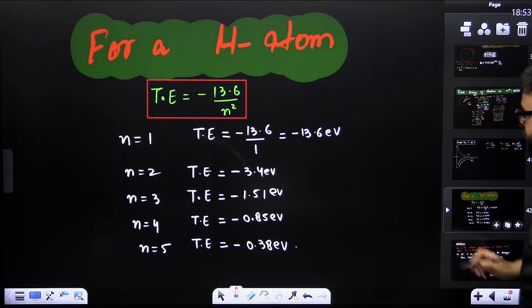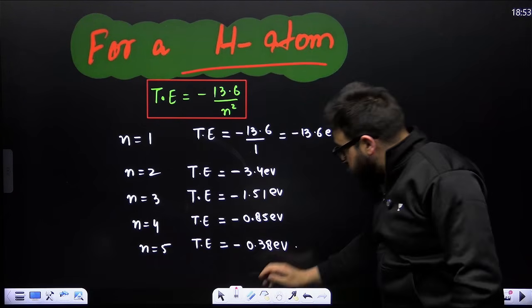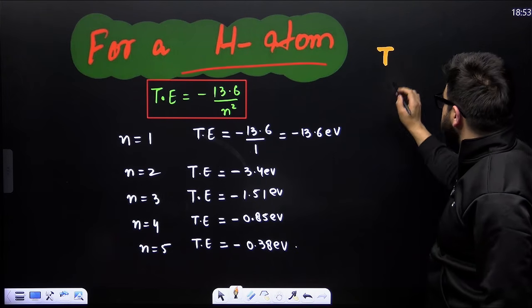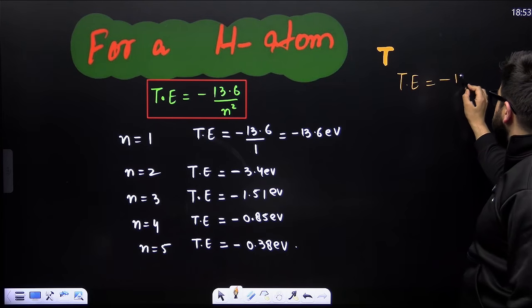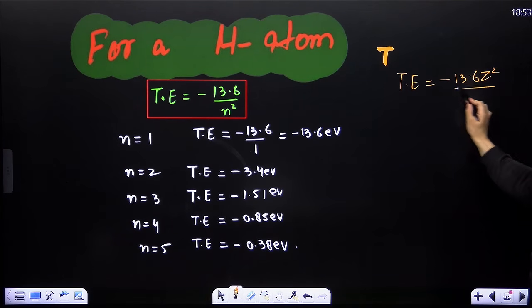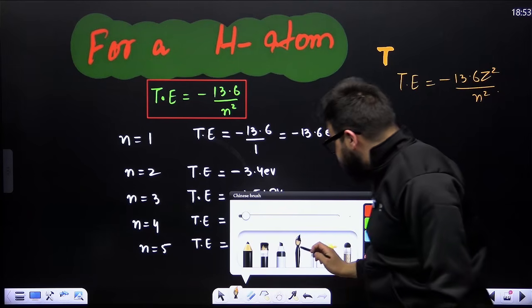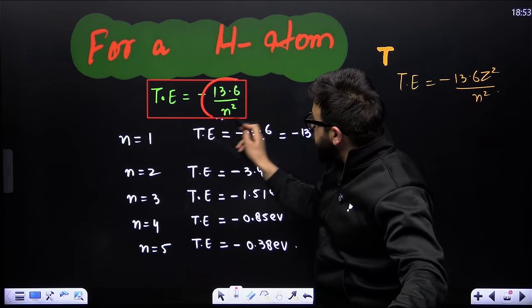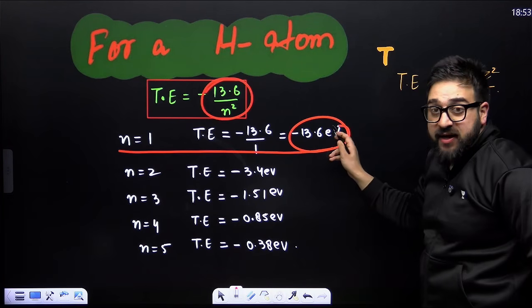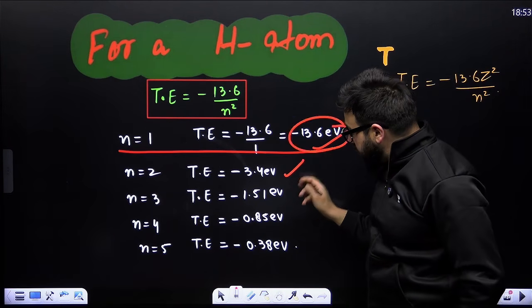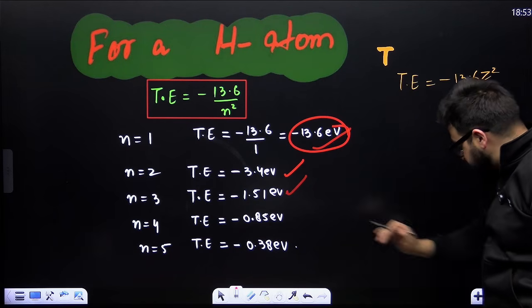Then my dear NEET aspirants, if we talk about hydrogen atom, this is one more equation for total energy of an electron. Total energy of an electron is also equal to minus 13.6 z square divided by n square. For hydrogen atom, z is equal to 1. So it is 13.6 divided by n square. This is the energy of an electron in the first orbit in hydrogen atom, minus 13.6. In second orbit, minus 3.4. In third orbit, minus 1.51. You can see it exactly over here.